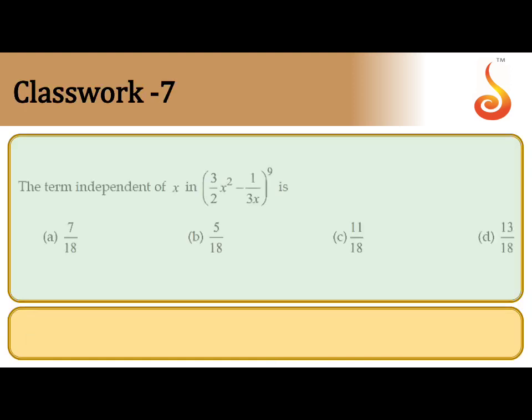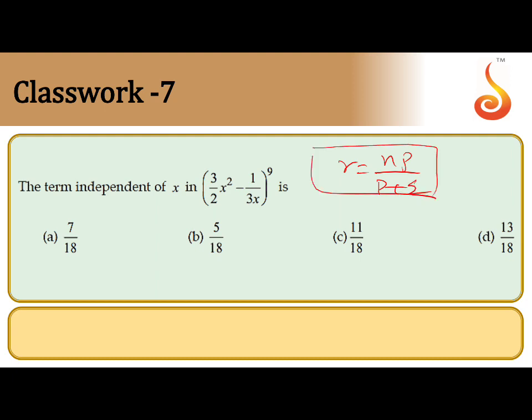Option A is correct. Next, the term independent of x. Before that I give one formula: term independent of x means constant term. In this case, the value of r is np by p plus q. If you want to find the term independent of x, you can take r equal to np by p plus q. What is p? This is p. And the exponent of the second term's denominator is q. This is n. So you can take r equal to np by p plus q to get the value of r. There you can get the required answer.